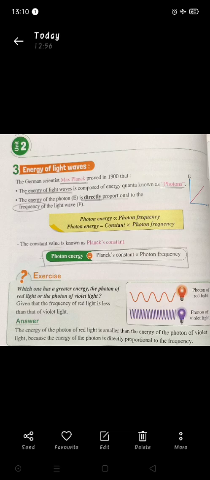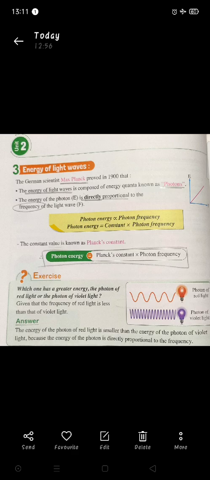Let's move to the third point. We will study the energy of the light waves. There was a German scientist known as Max Planck. He discovered the energy of the light waves. He considered that the energy of light waves is composed of energy quanta, and he called them photons.